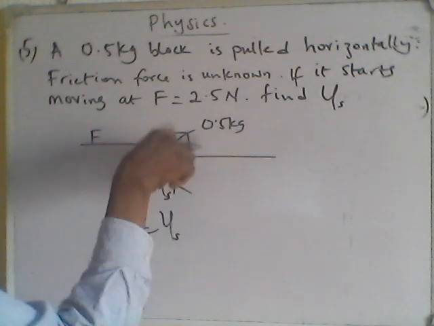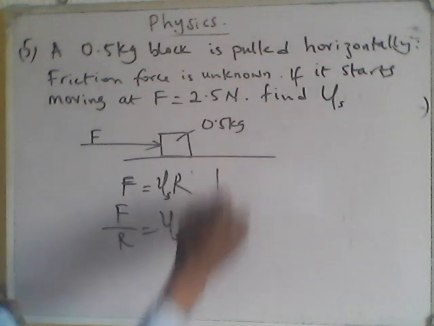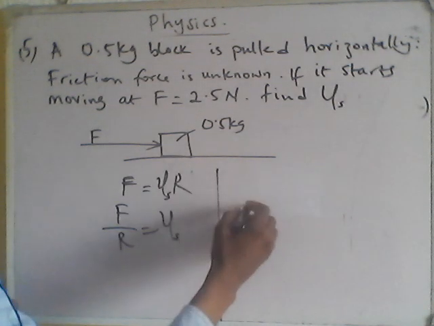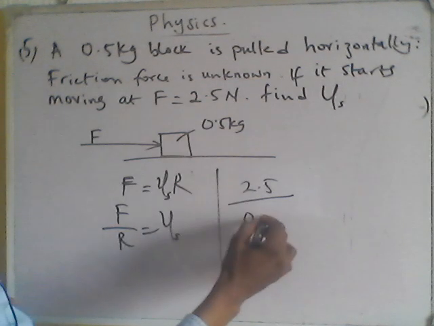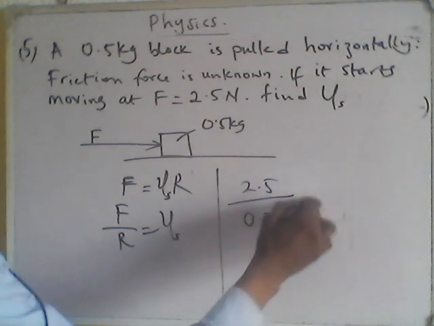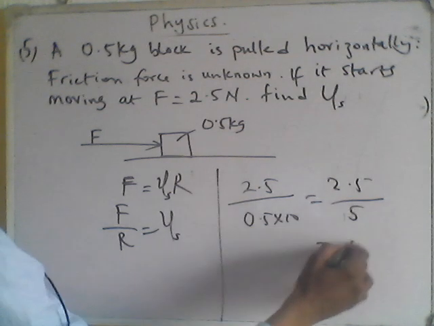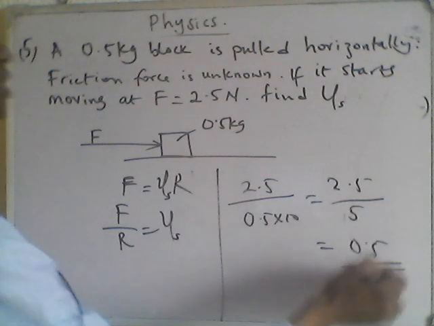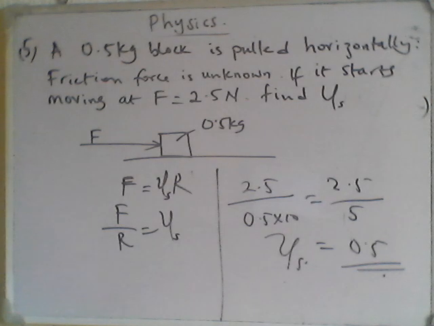We have to convert it to force, which is the weight. So here we have frictional force as 2.5 all over the reactional force, which is 0.5, the mass, times 10 acceleration. So I can do this like this, 2.5 over 5, and 0.5 is the coefficient of static friction. All right, so let's go to the next question.